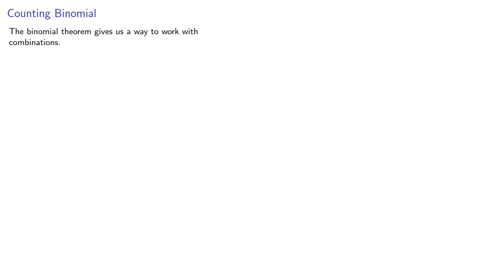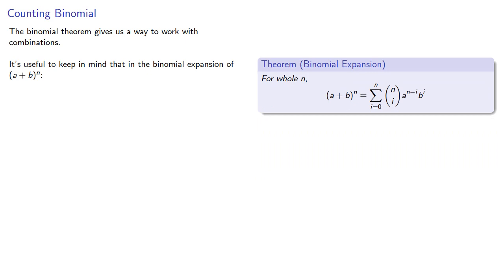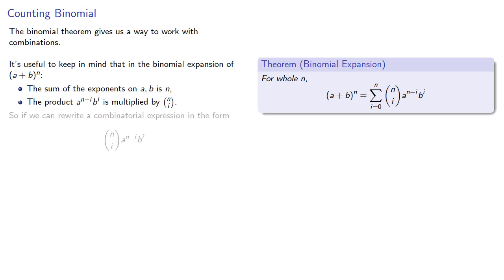The binomial theorem gives us a way to work with combinations. It's useful to keep in mind that in the binomial expansion of (a + b)^n, the sum of the exponents on a and b is n, and this product is multiplied by n choose i. So if we can rewrite a combinatorial expression in this form, we can interpret it as the power of a binomial.